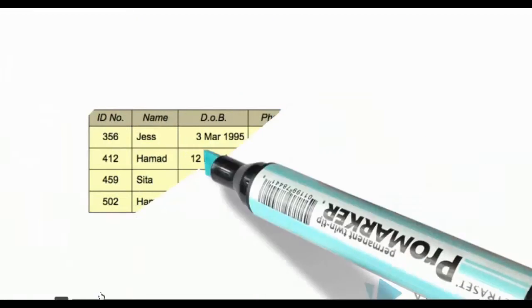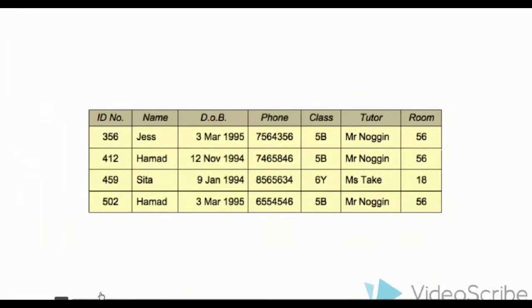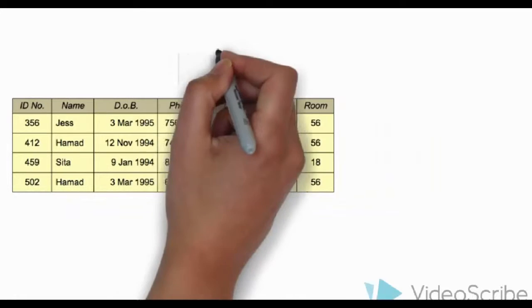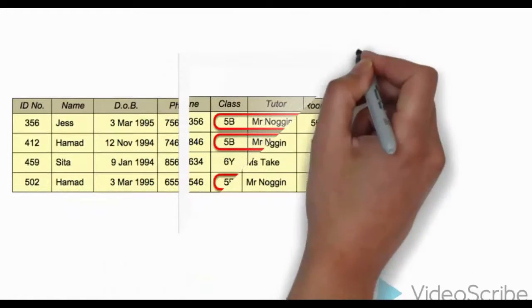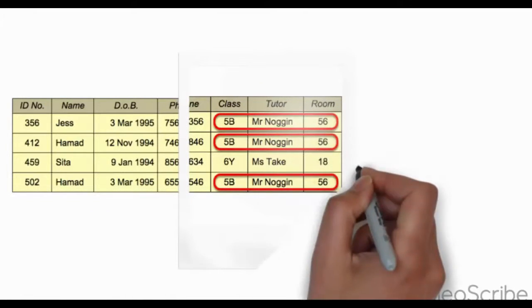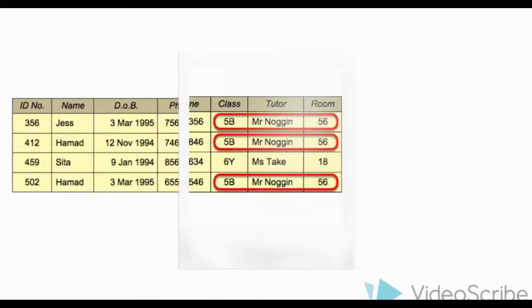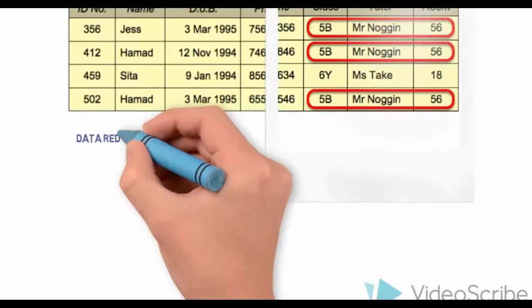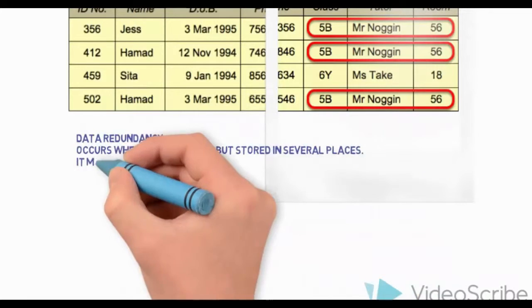Take a look at the student database example. Notice that the table contains several items of data that are repeated over and over again. Class 5B, tutor Mr. Nogin, room 56. In fact, every student in class 5B will have these items of data.